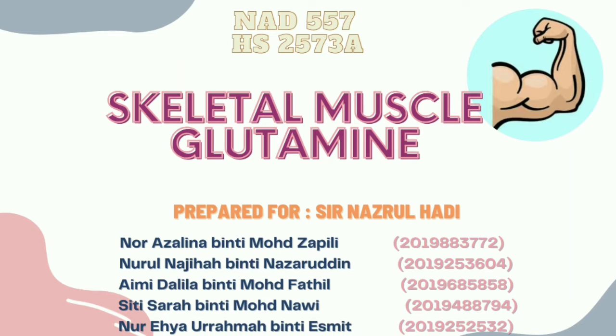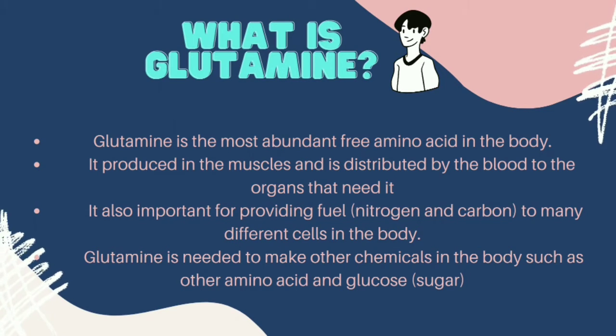Today, me, Ehya, and my friends are going to present about skeletal muscle glutamine. So basically, what is glutamine? Glutamine is the most abundant free amino acid in the body. It is produced in the muscles and is distributed by the blood to the organs that need it.